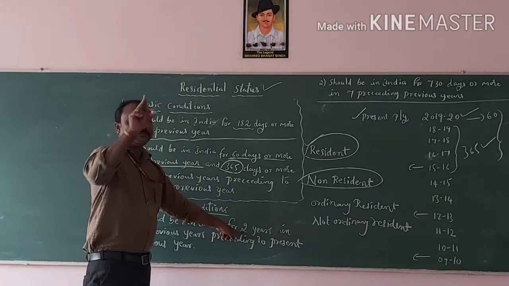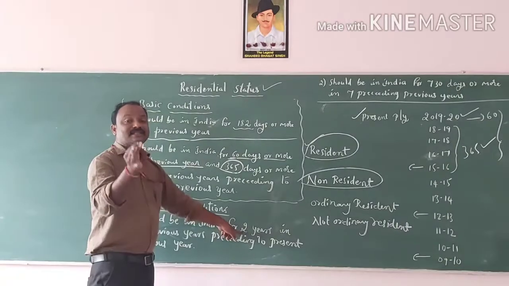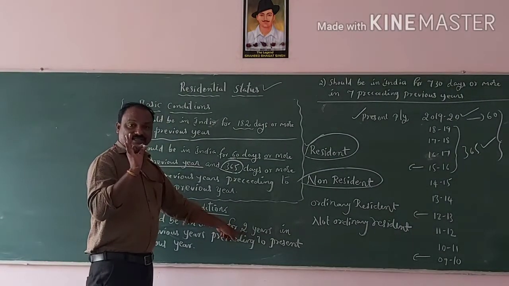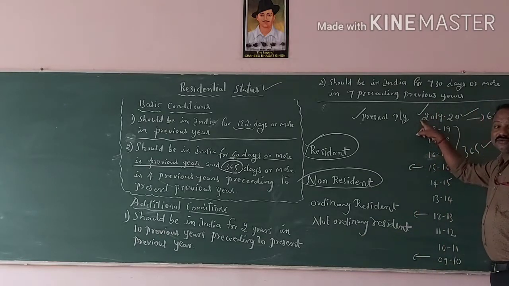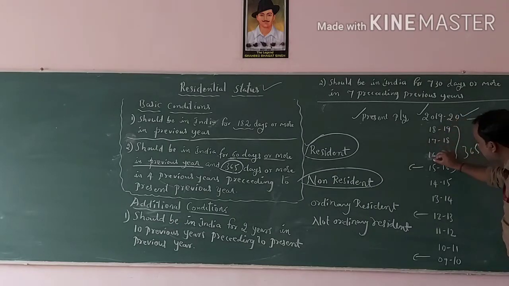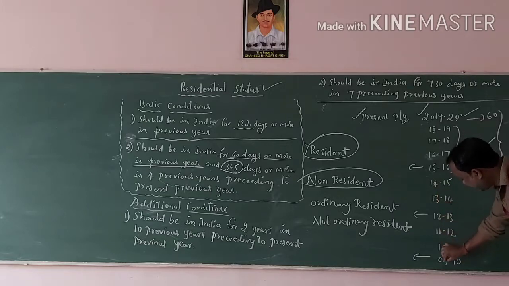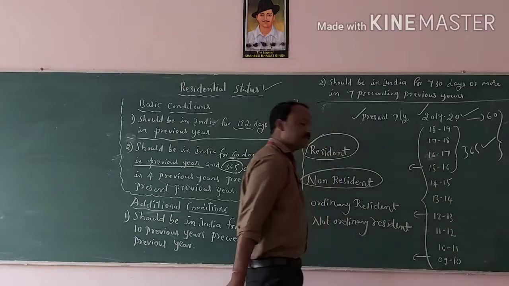In the last 10 previous years. What 10 previous years? Preceding the present previous year. See, this is our present previous year. We have to consider the previous years behind this for 10 years. So 2019-20 is our present previous year. Behind this, we have to consider 10 preceding previous years: 1, 2, 3, 4, 5, 6, 7, 8, 9, 10. So they are the 10 last preceding previous years.